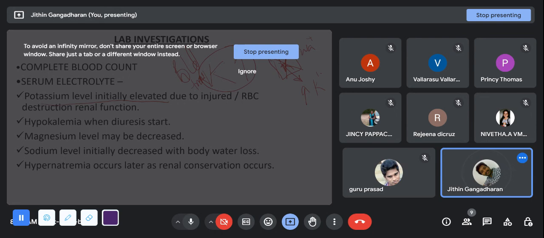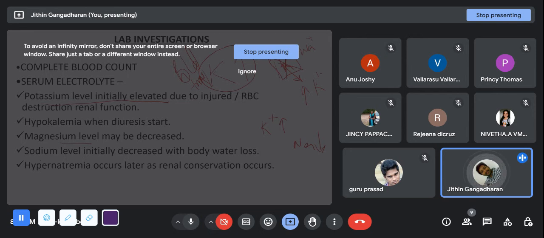Okay. Now, when diuresis starts, so when we give diuretics, there will be a chance of hypokalemia. Okay. And the magnesium level will be decreased. The sodium level. See, initially there will be an increased sodium level, but when the body starts to lose the water, there will be a decrease in the sodium level also. Okay. So there will be hypokalemia as well as hyponatremia. So this is the status which we can see in the serum sodium level of the burns patient. Okay.